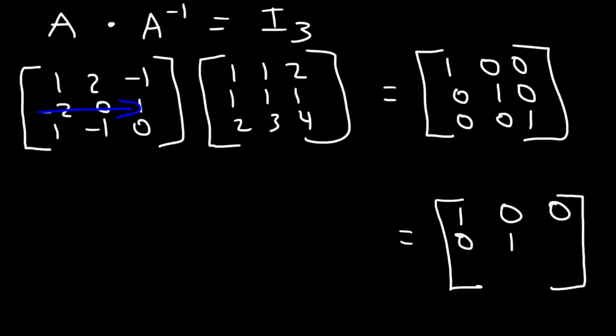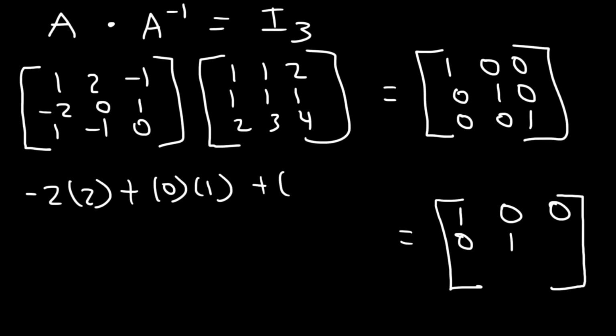Now let's multiply row 2 by column 3. So negative 2 times 2 plus 0 times 1 plus 1 times 4. So this is going to be negative 4 plus 0 plus 4, which adds up to 0.